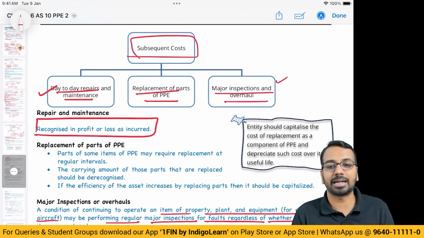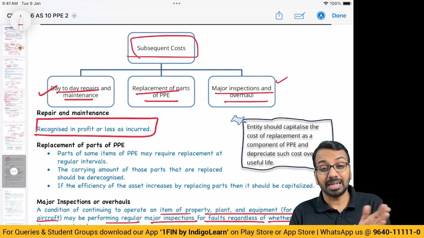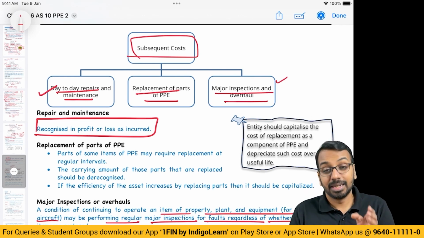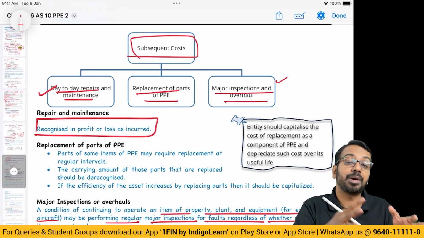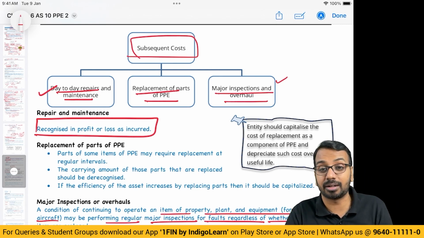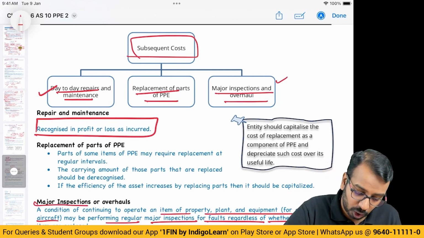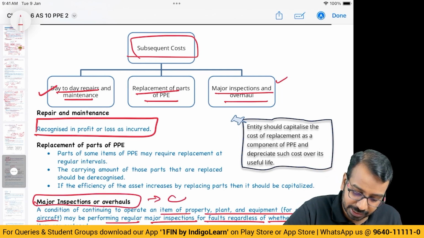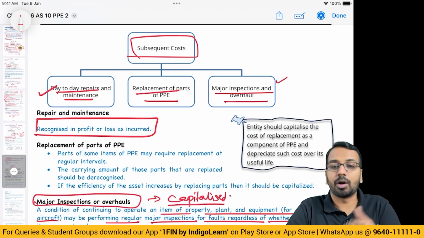So for example, in an aircraft, the DGCA requires that every 2 years or 3 years, you have to carry out a major inspection. Each and every part has to be checked. Only then you can operate the aircraft. So this cost of major inspection and overhaul is capitalized. Now, how do we capitalize it and why do we capitalize it?